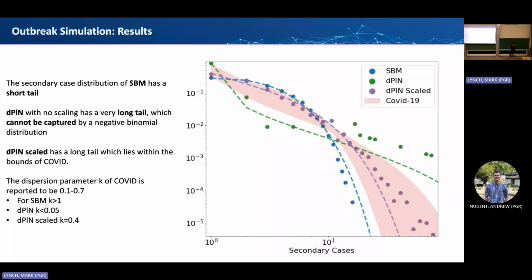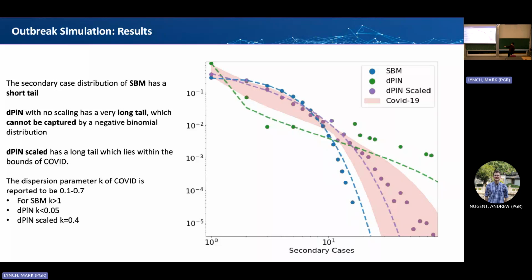As well as this, if we look at the actual secondary case distributions, the red line is COVID here. So the dispersion of COVID is somewhere between here. We had a look at some systematic reviews, and they say the dispersion parameter is between 0.1 and 0.7. So it's got a long tail. Super spreaders are quite important in COVID. With the stochastic block model, the higher the dispersion parameter, the less important super spreaders are in our model or in modeling.